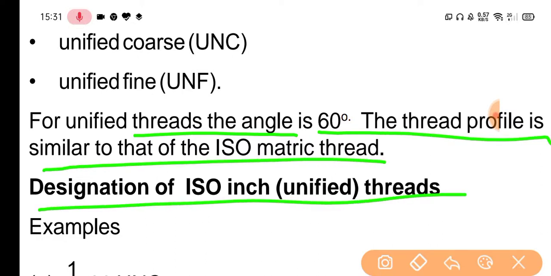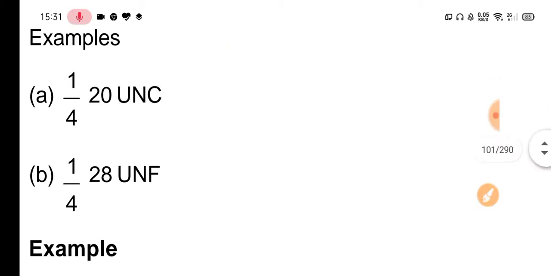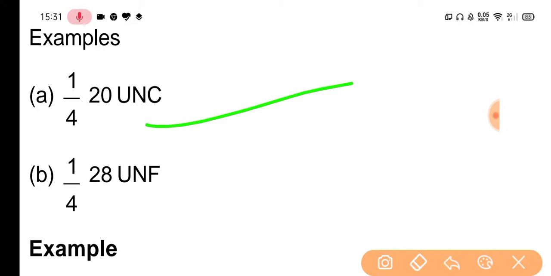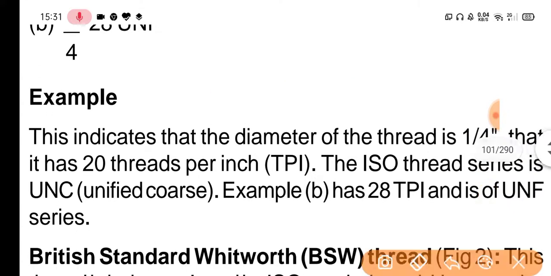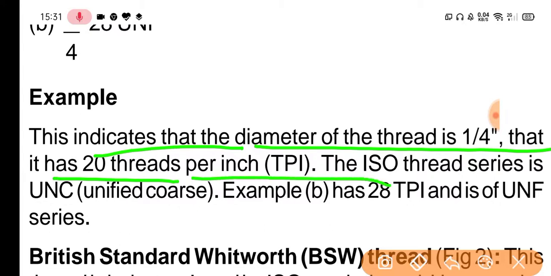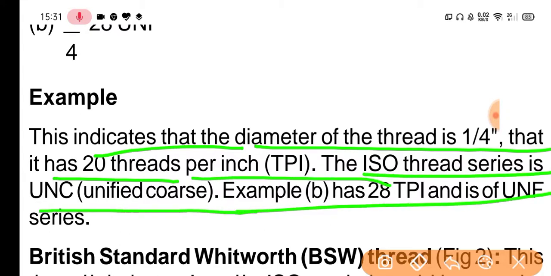Designation of ISO inch unified thread, examples: 1/2-20 UNC, 1/4-28 UNF. In the example, this indicates the diameter of thread 1/4 inch, that it has 28 threads per inch, TPI, in the ISO thread series. UNC unified coarse example has 28 TPI and UNF series.